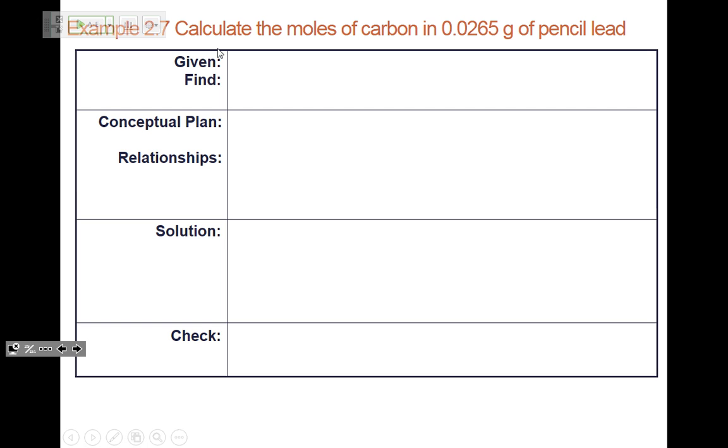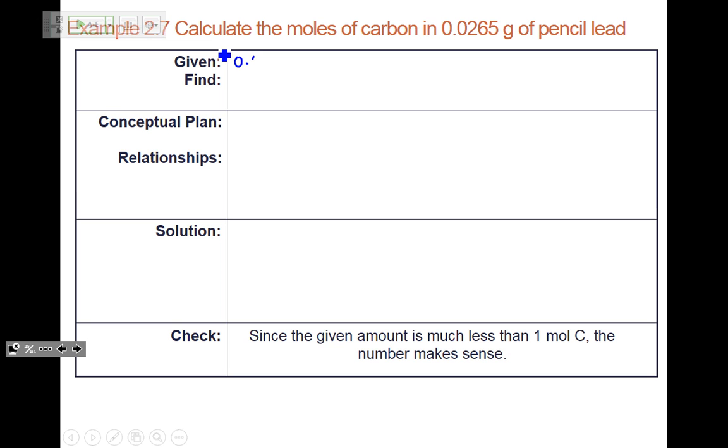So this is, I'll go through this one and the iClicker question. And then we're almost done with this chapter. So we're told that we have 0.0265 grams of carbon, and we want to know our moles of carbon.